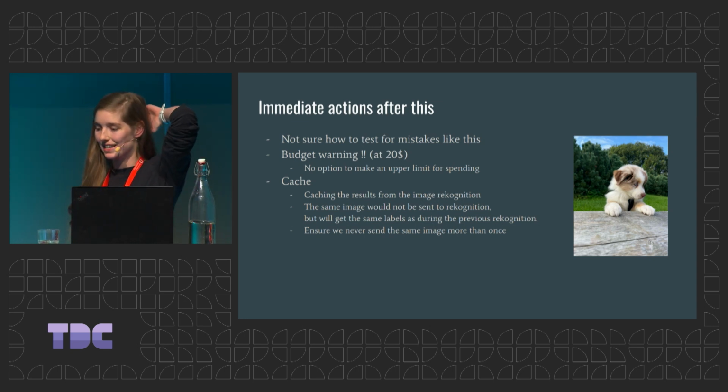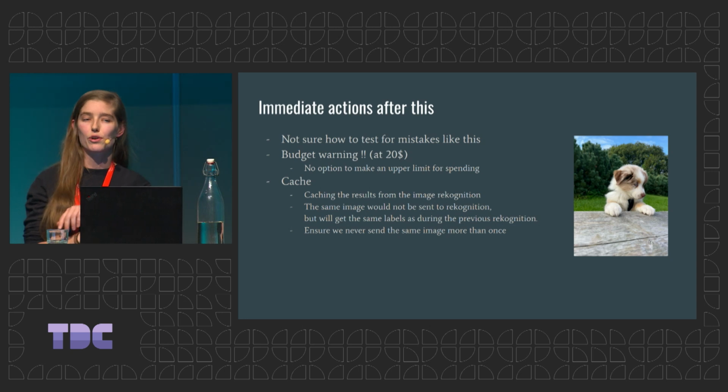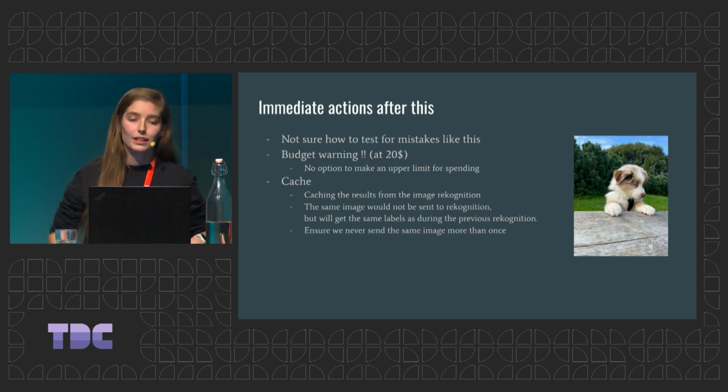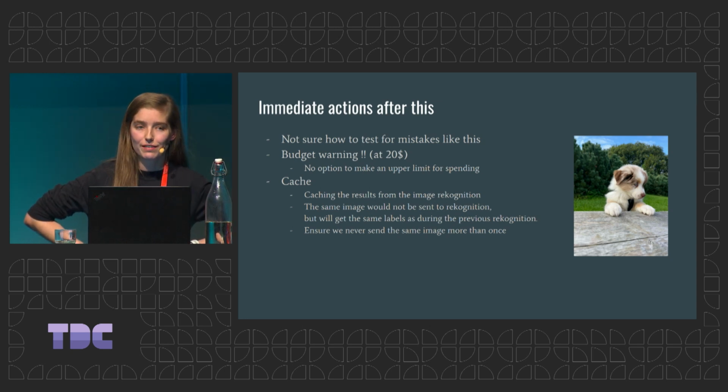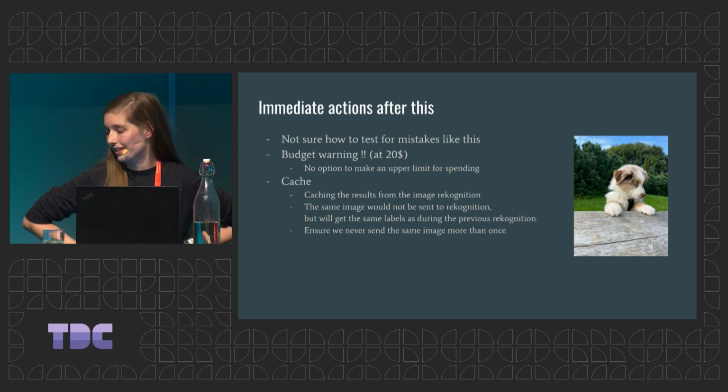So I had some immediate actions after this. We talked a bit about how we could test for mistakes like this, but I'm not really sure because the code is kind of working as it should, it just never stops. Guess you could check some monitoring and have some alerts somewhere, but yeah. Also added a budget warning after this, so now I get a warning if they think I will spend more than $20. I think it's great to have that limit.